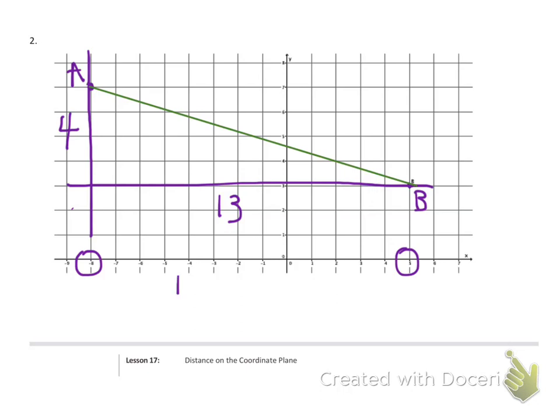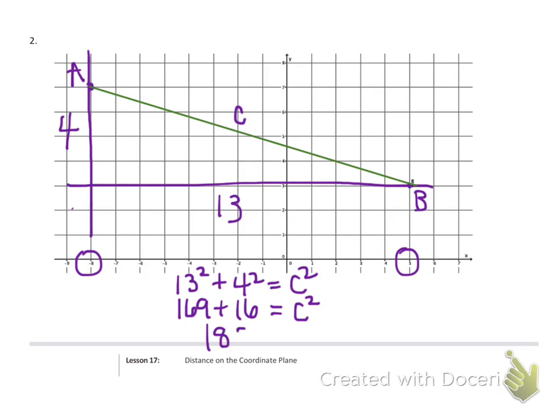I'll do it right down here. 13 squared plus 4 squared is equal to, let's label that C squared. So 13 squared is 169. 4 squared is 16. And that is equal to C squared. So when I add that together, I get 185 is equal to C squared.